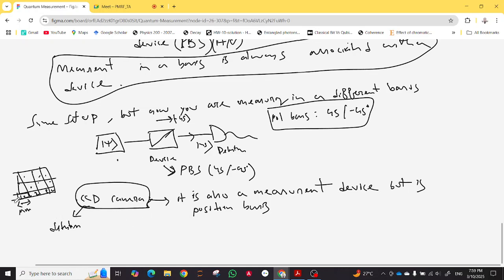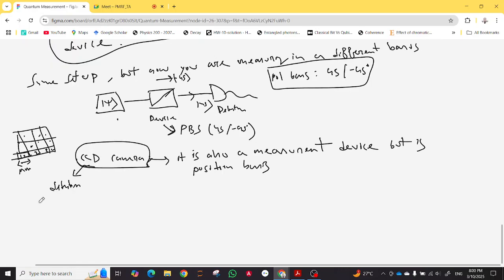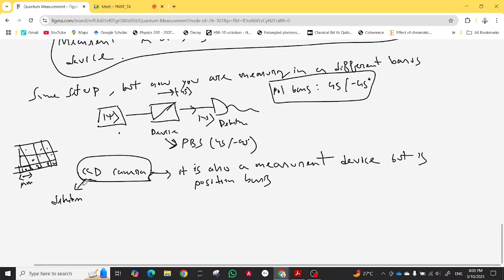Now, as I was telling, with a CCD camera you measure position, right? It's a detector or measurement device, whatever you want to call it, doesn't matter. So the main thing is, when you are using a CCD detector or measurement device, your basis is position. You are not measuring polarization. When you want to measure polarization, you use a PBS or some other detectors. So that's the main thing. When you are using a CCD, you are measuring the position of the photon that is falling on the detector or CCD.